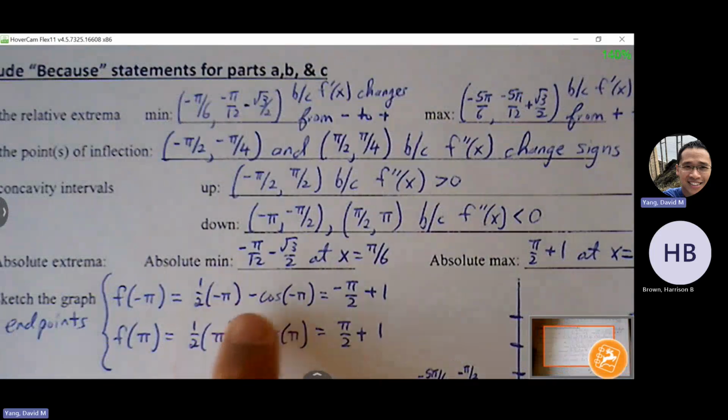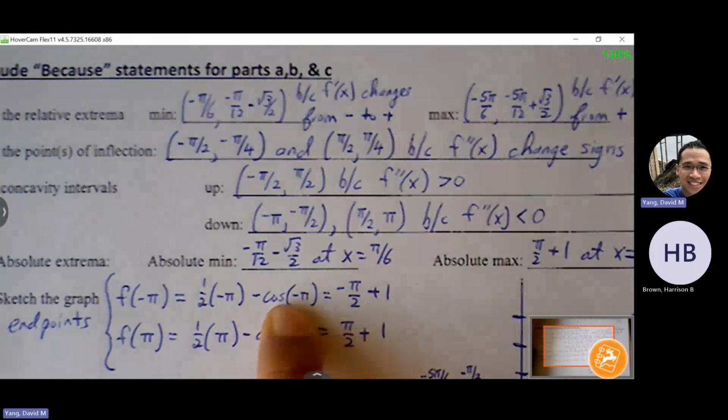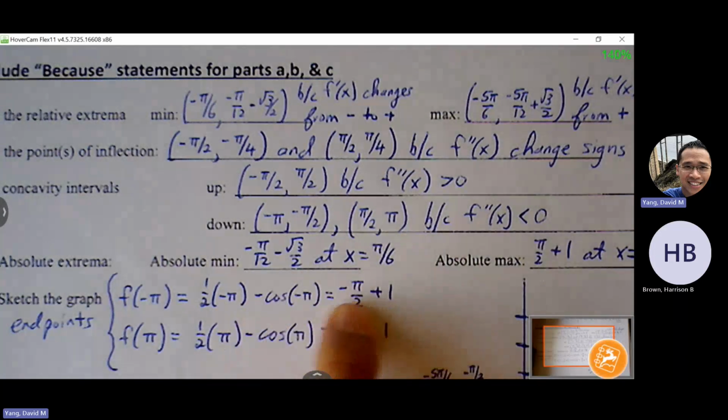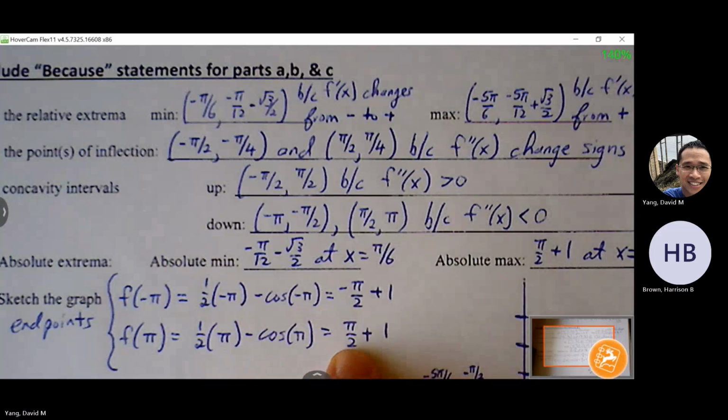1/2 times negative pi minus cosine of negative pi. Cosine of negative pi is the same thing as cosine of pi. That's going to be -1. A negative and a negative makes positive for both cases.